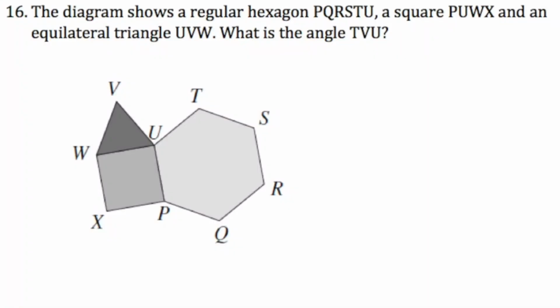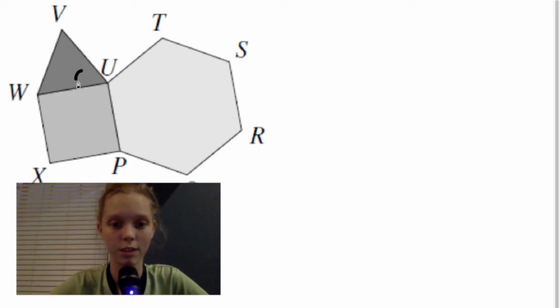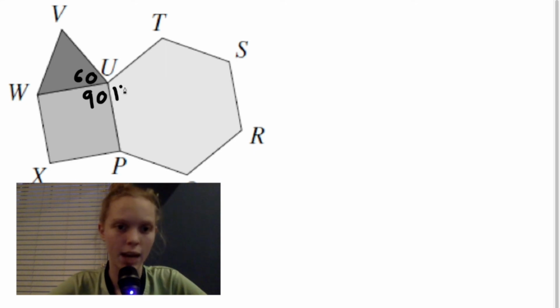Problem number 16 asks us to find angle TVU. All three of these shapes are regular polygons, so their interior angles are already determined. For the equilateral triangle, it's going to be 60. For the square, it's obviously going to be 90. And for the hexagon, it's going to be 120.